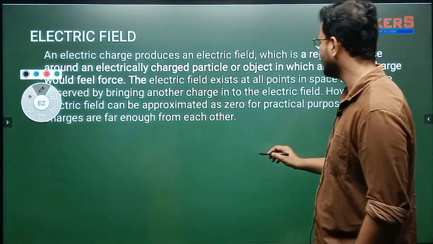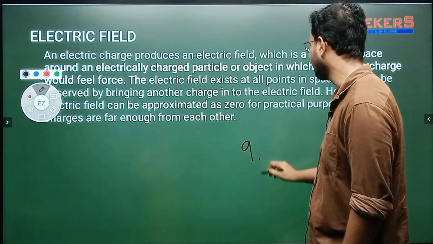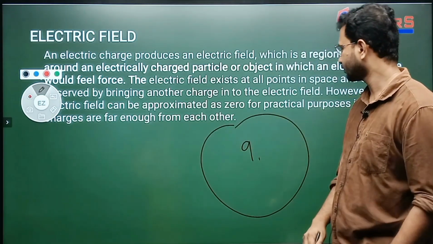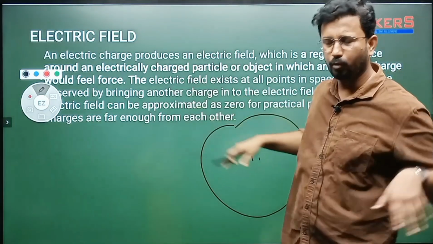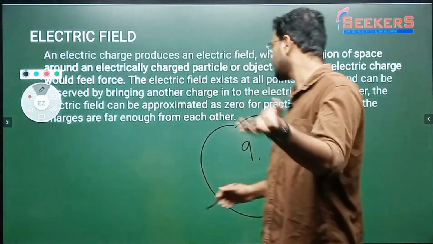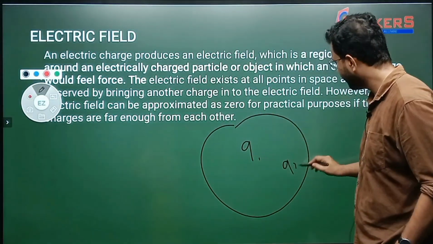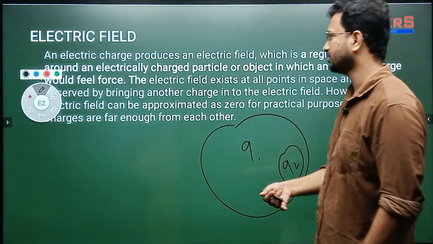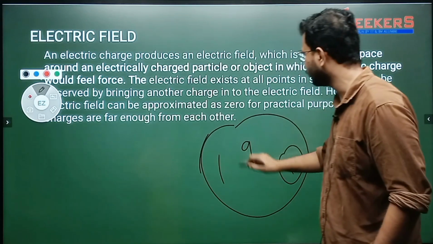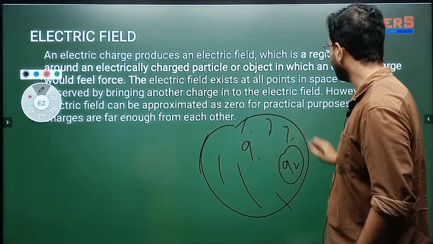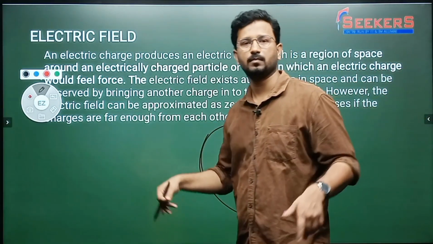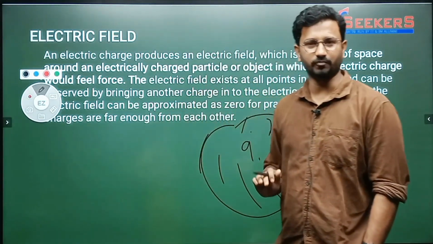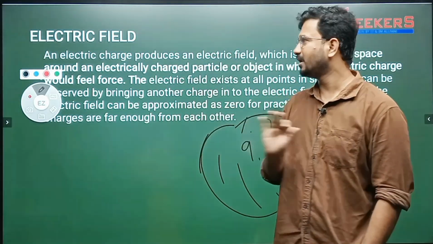Electric field means if you keep a charged particle Q1 here, it means its area, its own territory. If you keep another charged particle, suppose Q2, in its area, this charged particle Q2 will experience a force. So it becomes the field for Q1. It means its area, its kingdom. If you keep another charged particle in its kingdom, that charged particle will experience force. That's the area. That's the electric field.